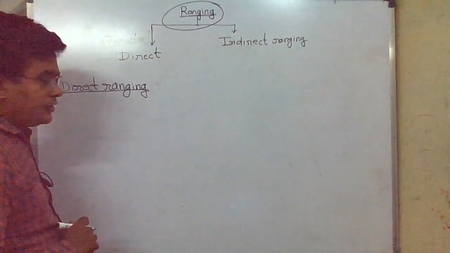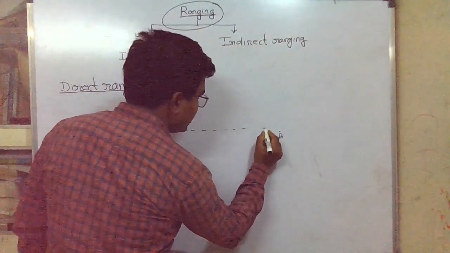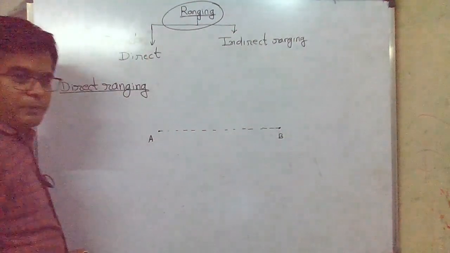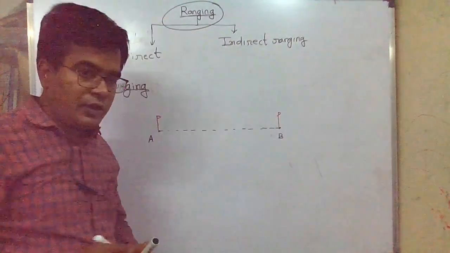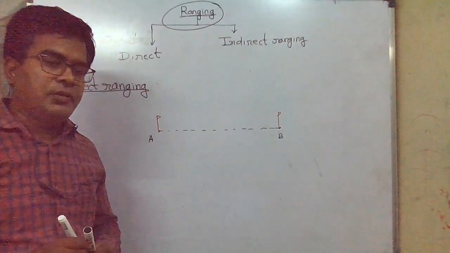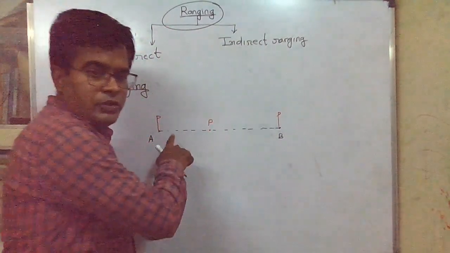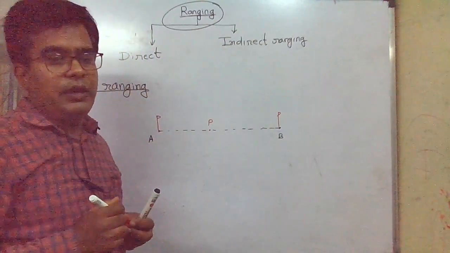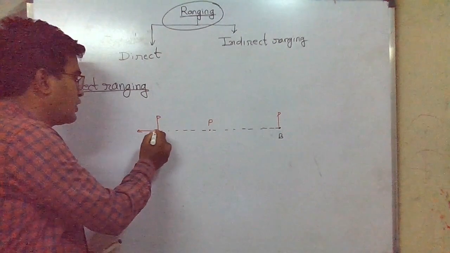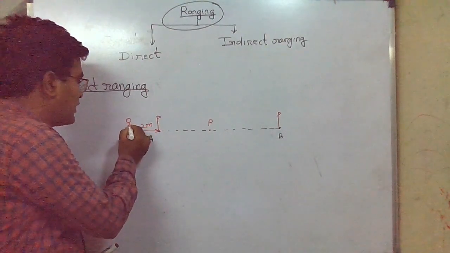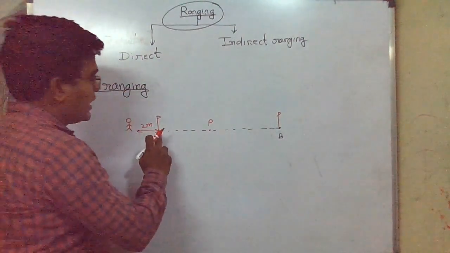Let us discuss the procedure of direct ranging. Suppose these are the two end stations, station A and station B, between which we have to measure the distance. We fix ranging rods at station A and at station B. Now we have to establish a new intermediate point P between these two stations in a straight line. One observer will stand behind the ranging rod at A at a distance of 2 meters, and can see the line AB directly.